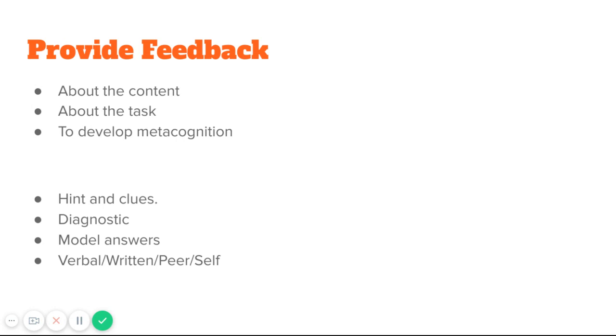Providing feedback, this could be about the content, it could be about the task, it could also be about developing metacognition. So how do you go about completing this style of exam question? How do you go about explaining this particular topic? It can take many forms. It could be hints and clues in the margins. It could be diagnostic questions to help them break the ideas down themselves. It could be providing a model answer to compare to their own. It could be verbal, written, peer or self-feedback.